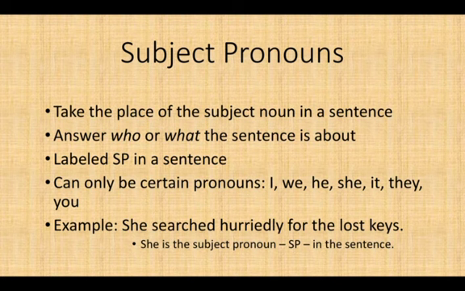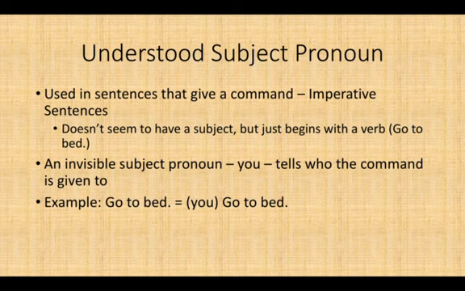For example, she searched hurriedly for the lost keys. In this sentence, she is the subject pronoun. We also talked about understood subject pronouns in this chapter. These are used in sentences that give a command, imperative sentences. When a sentence doesn't seem to have a subject and it begins with a verb, for example, go to bed, that sentence has kind of an invisible subject pronoun, and that is called an understood subject pronoun. It is always you. It tells who the command is given to.